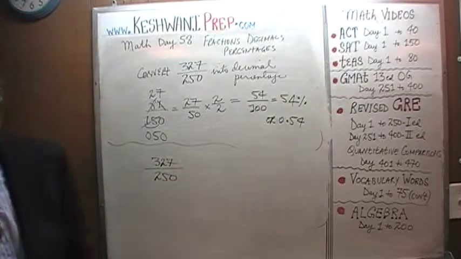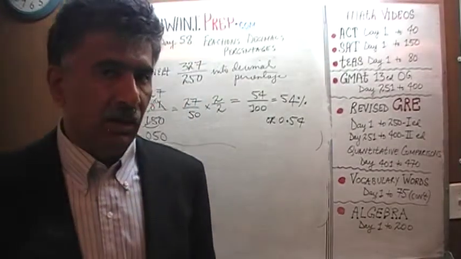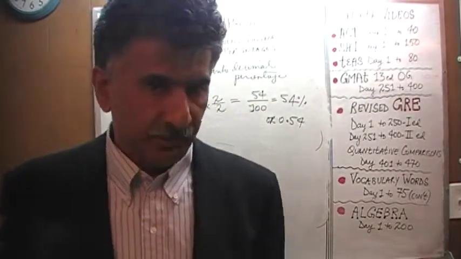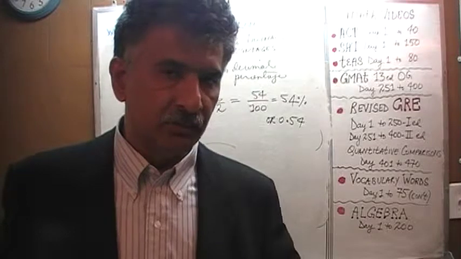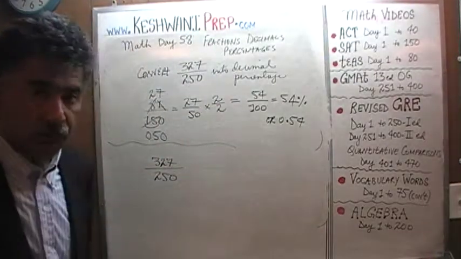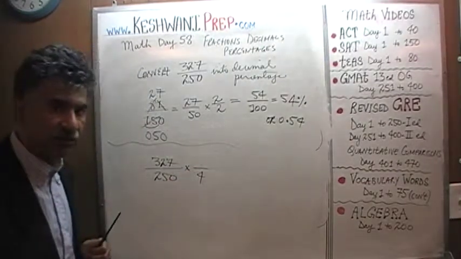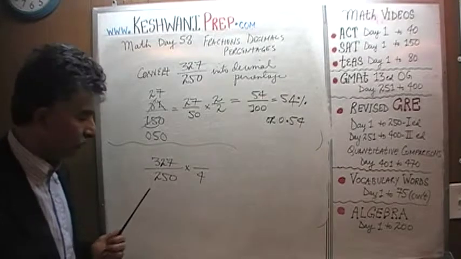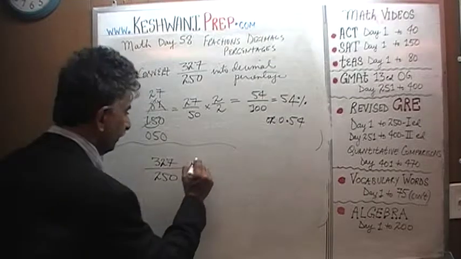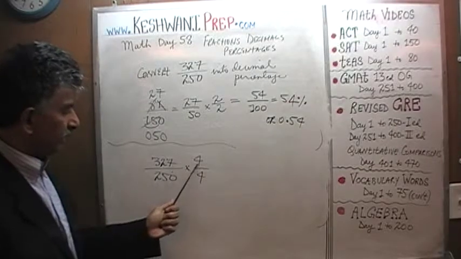327 over 250. Now our job, as we already know, is to convert the bottom into 100 as quickly as possible. Our job is to convert the bottom into 100 or some multiple of 100, maybe 1000, 10,000, any multiple of 100 would do. 250, we should realize that if you multiply 250 by 4, we'll end up with 1000. 250 times 4 is 1000. Since we are multiplying the bottom by 4, we have to multiply the top by 4. The rest is very simple. Now we simply have to multiply 327 times 4.